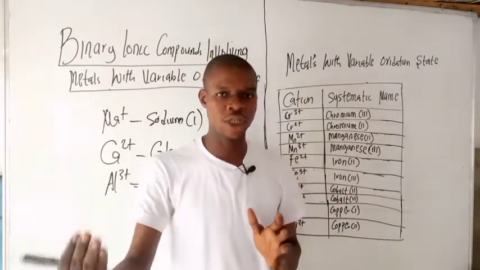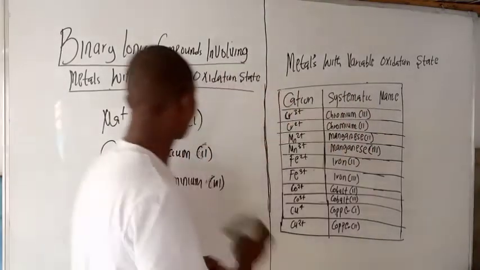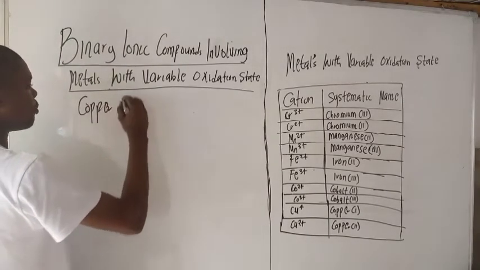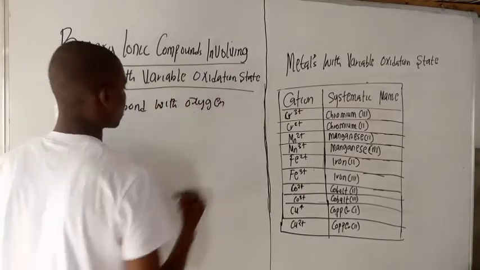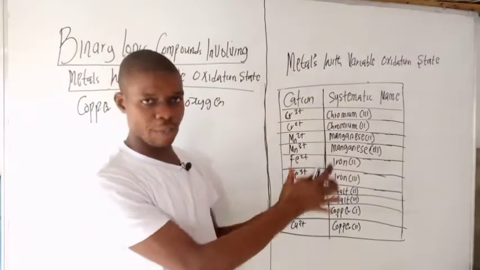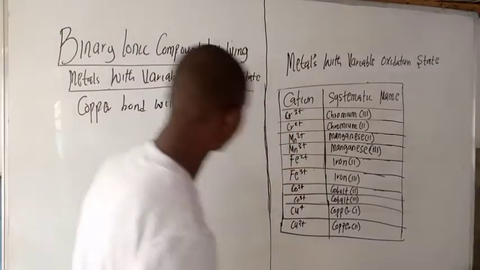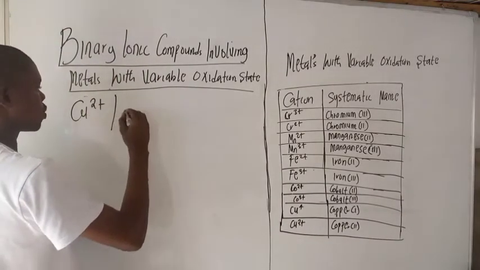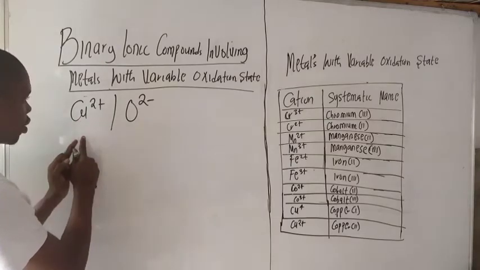Because they have variable oxidation states, they are going to form variable ionic compounds. For example, if copper bonds with oxygen, a question will be asked: what is the oxidation state of copper that bonds with oxygen? Remember, copper can form multiple oxidation states. If copper 2+ bonds with O2-, remember oxygen is only 2-, it's going to form an ionic compound.